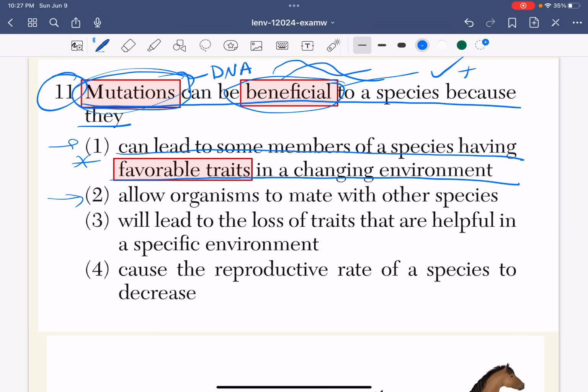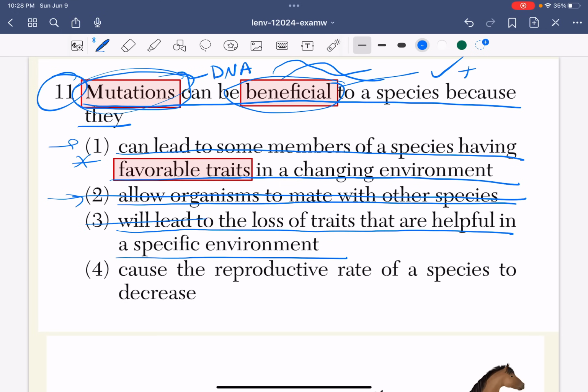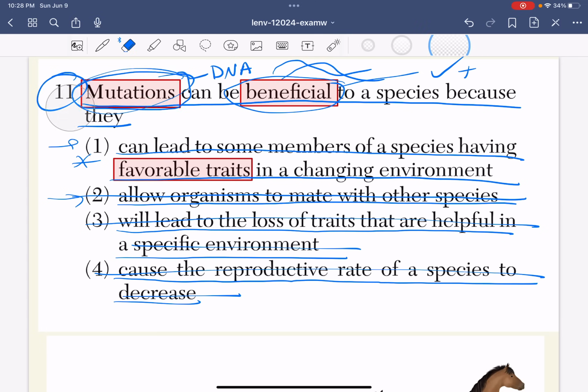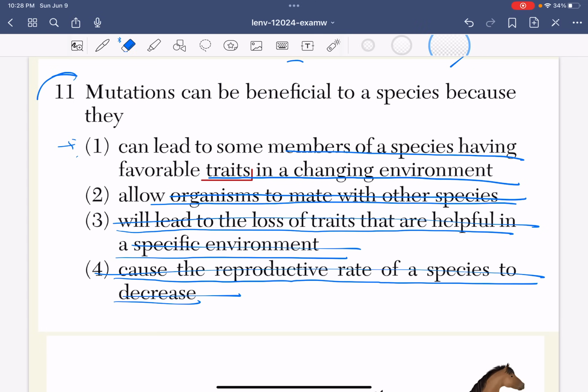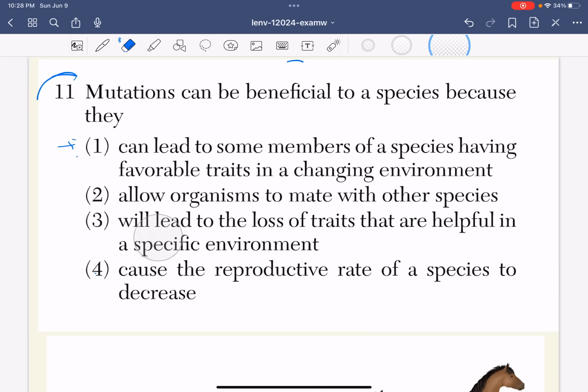Let's take a look at number 2. Allow organisms to mate with other species. No, this is incorrect. Will lead to the loss of traits that are helpful in a specific environment. That's not specific to the question. Cause the reproductive rate of a species to decrease. That does not happen. So let me just clear this up a bit, not make it so messy. But let's just kind of break down the question.